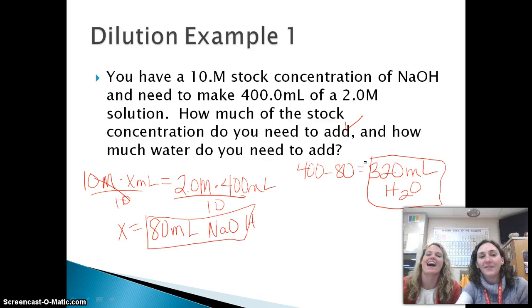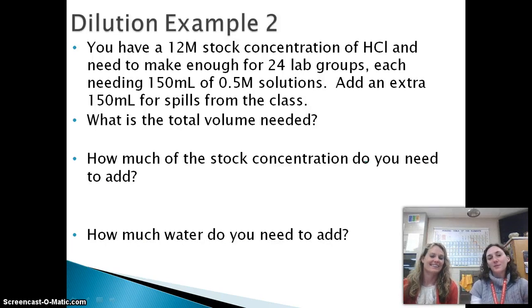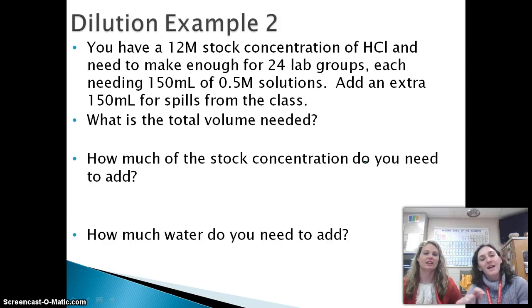7:40 at night. Okay. Dilution example number 2. All right. This one we love because this is what you make us do every day. We have a 12 molar stock concentration of hydrochloric acid. And we need to make enough for 24 lab groups. So 2 chemistry classes. Each of the groups needs 150 milliliters of 0.5 molar solution. And we need to add an extra 150 milliliters for spills. At least, usually. I might add 300, but we're going to do 150 extra. So basically, we're making enough for 25 lab groups.